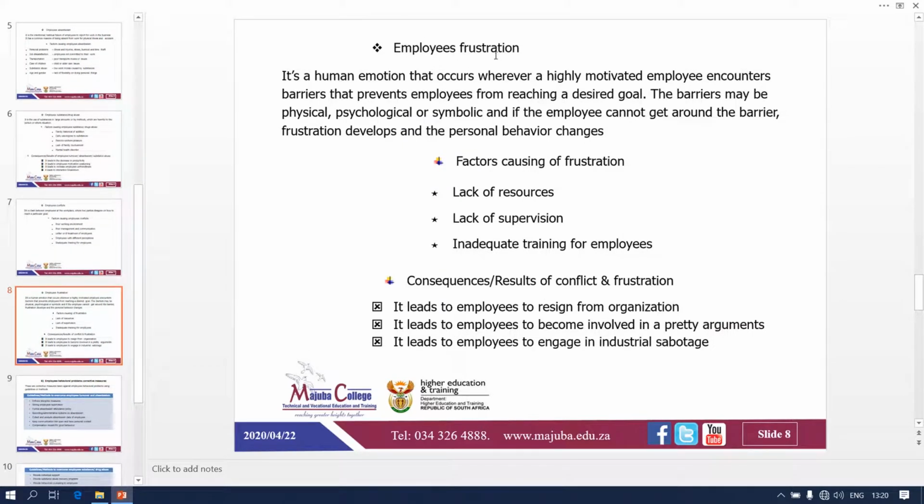Employees' frustration. It's a human emotion that occurs whenever a highly motivated employee encounters barriers that prevent the employee from reaching a desired goal. The barriers may be physical, psychological, or symbolic. And if the employee cannot get around the barrier, frustration develops and the personal behavior changes. Remember, this is a motivated employee being frustrated by something, lack of resources.